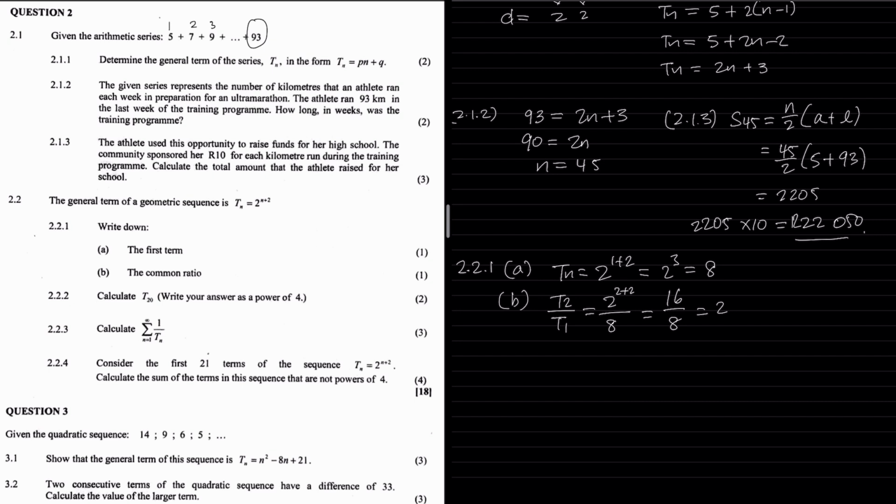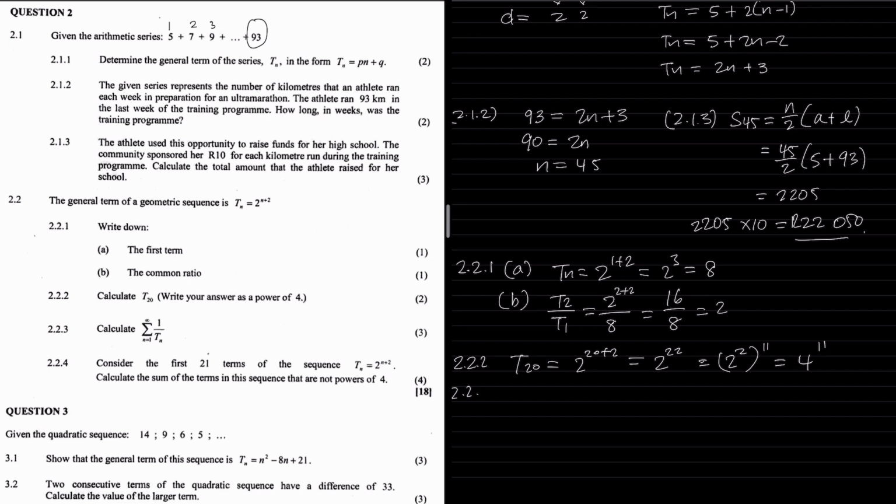Question 2.2.2. Calculate T20. Write your answer as a power of 4. So T20 is going to equal 2 to the power 20 plus 2. That's 2 to the power of 22. Now we can rewrite this as 2 to the power of 2 to the power of 11. 2 to the power of 2 is 4, so 4 to the power of 11.